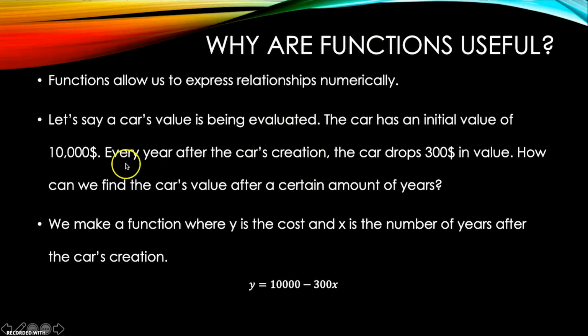And it says it drops every year by $300. So if x were the year, each year that passes since the car's creation, then we could say that it is 10,000 minus 300x. And this works because if 0 years have passed, if it's just been made, then that'd be 10,000 minus 300 times 0, which would be 10,000. And if it's been 1 year, then it'd be 10,000 minus 300 times 1, which would be 9,700.